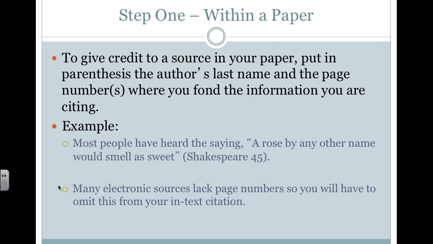So, as you can see, most people have heard the saying, a rose by any other name would smell as sweet. That part of the sentence is actually a quote from Shakespeare. It is not something I came up with myself. So I would put, after the quotation marks, a parenthesis, Shakespeare, the number 45 for the page number, another parenthesis, and then a period. You'll notice that I don't have a period before the parenthesis, and there is no sort of punctuation in between the author's last name and the page number.